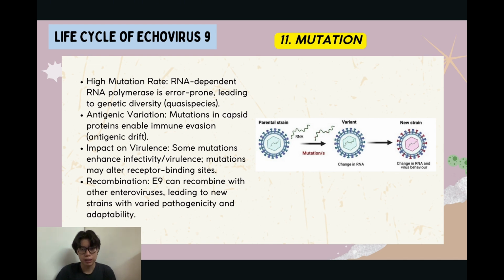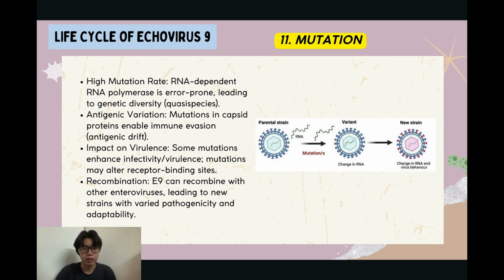Some of these mutations can lead to antigenic variations, where changes in the viral capsid proteins allow the virus to evade neutralizing antibodies. This process of antigenic drift is a common strategy among RNA viruses to avoid the host's immune system, leading to the emergence of new virus strains capable of causing outbreaks. While many mutations are neutral or have no significant impact on the virus's biological activity, some can enhance its virulence or alter its ability to infect specific cell types.